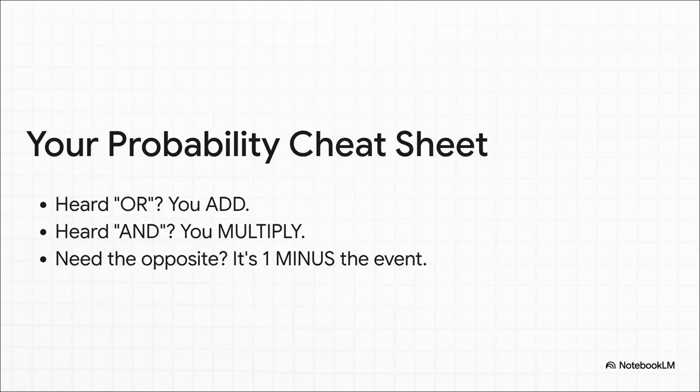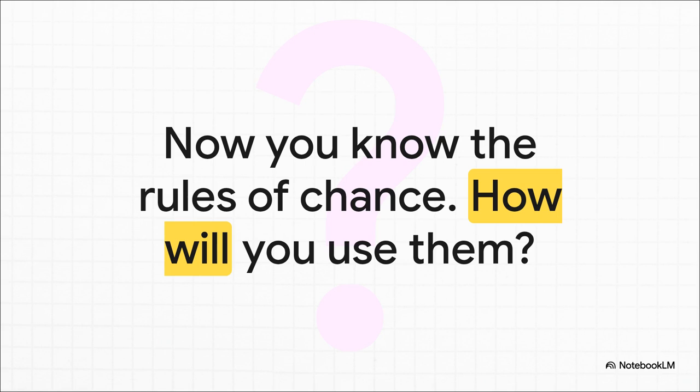So let's boil everything we've talked about down to a super simple cheat sheet. If you see the word OR, you add. If you see the word AND, you multiply. And if it's just easier to figure out the opposite of what you want, you just do 1 minus the probability of that event. That's it. At the end of the day, this stuff isn't just for a math test, right? These are the real rules that run the world of chance, from games and science to just your everyday decisions. So now you know the rules of the game. The only question is, how are you going to use them?